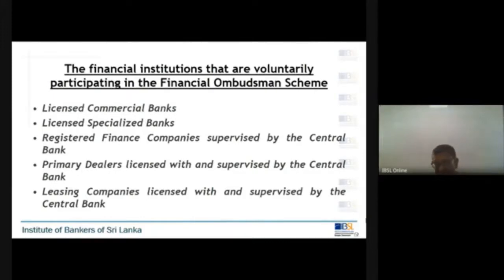There are five types, so that's another thing you need to know. Any problem customers have with these institutions can go to the financial ombudsman. Now, I want to tell you another important practical thing. Can a customer go straight away to the financial ombudsman and put any complaint against a particular bank? Can anybody straight away go to the financial ombudsman and make a complaint? Any answer? Yes or no?